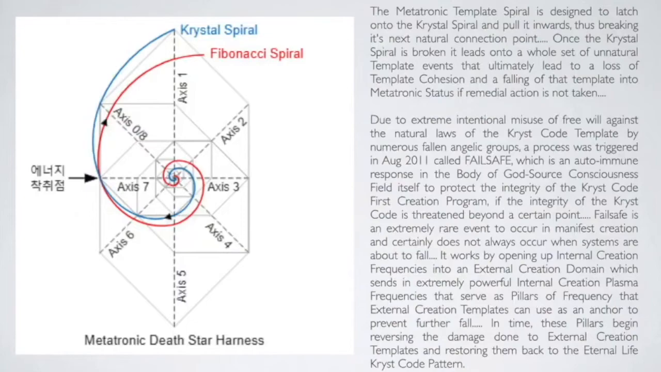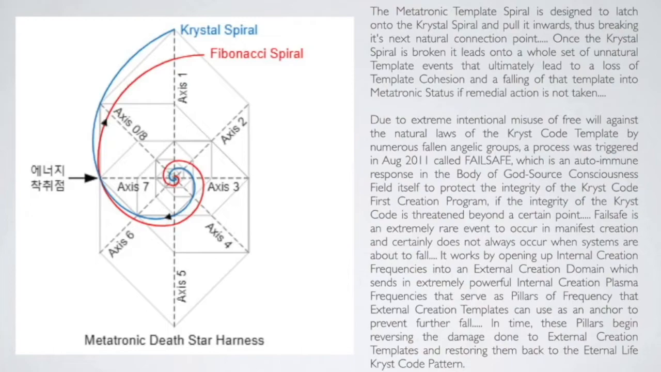So the metatronic template spiral is designed to latch onto the crystal spiral and pull it inwards, thus breaking its natural connection point. Once the crystal spiral is broken, it leads onto a whole set of unnatural template events that ultimately leads to a loss of template cohesion and a falling of that template into metatronic status if remedial action is not taken.